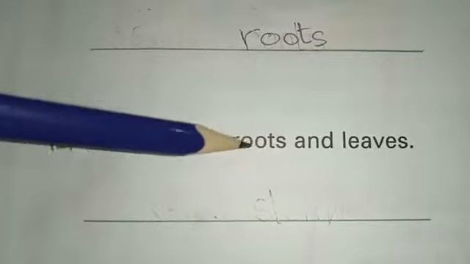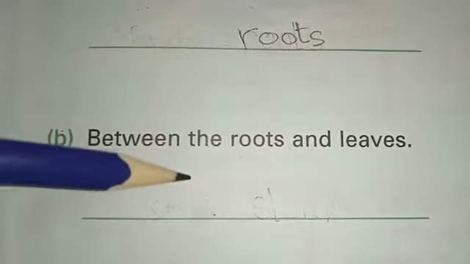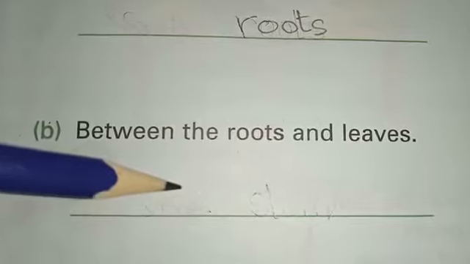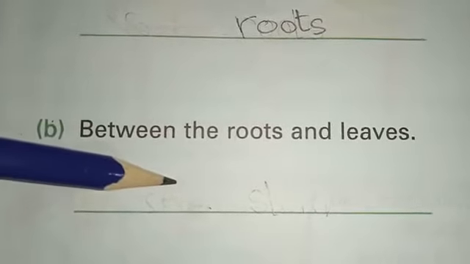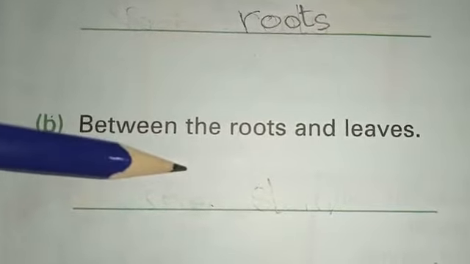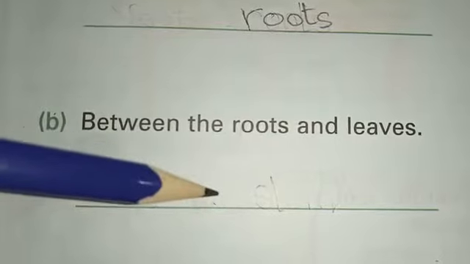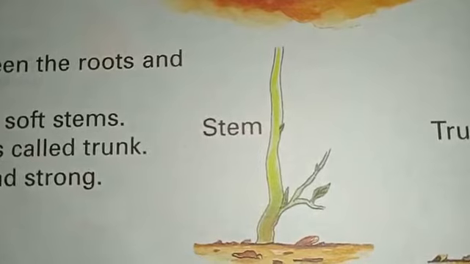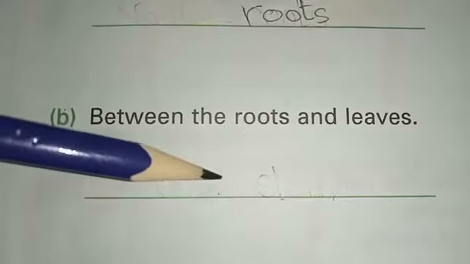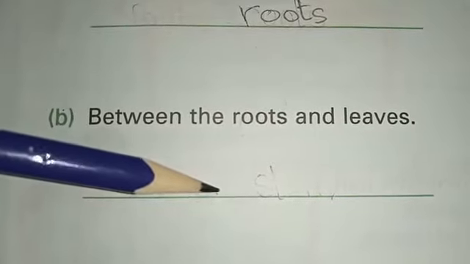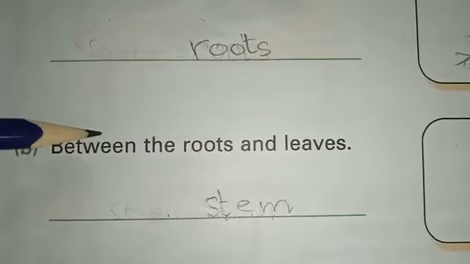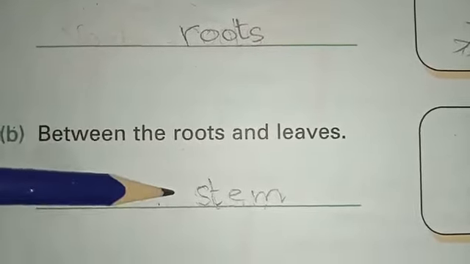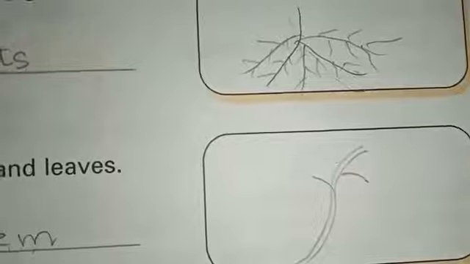B. Between the roots and the leaves. We have to mention the part of a plant that is present between the roots and the leaf. Now tell me, what is present between the roots and the leaf? Yes, it's the stem. We will write here stem and then draw it. B, between the roots and the leaves, it's stem and we have drawn it.